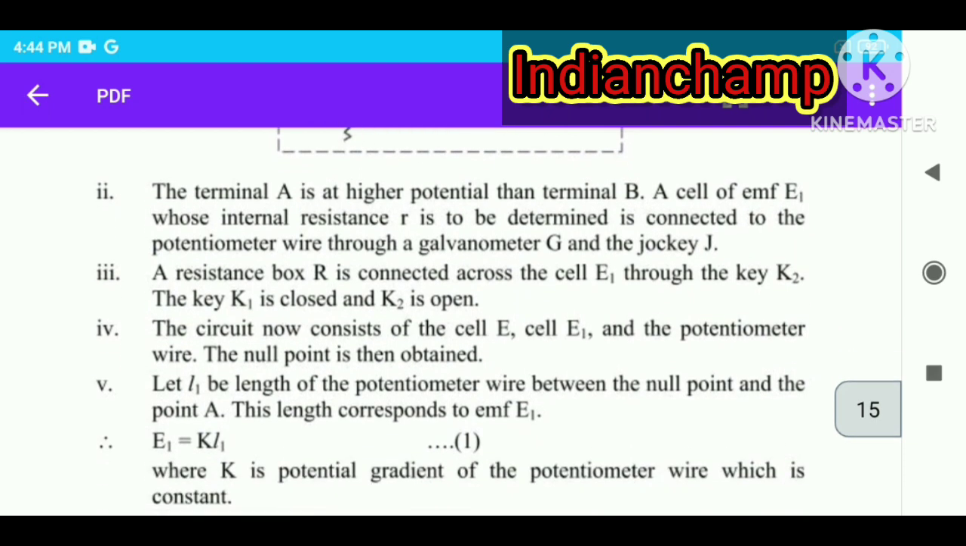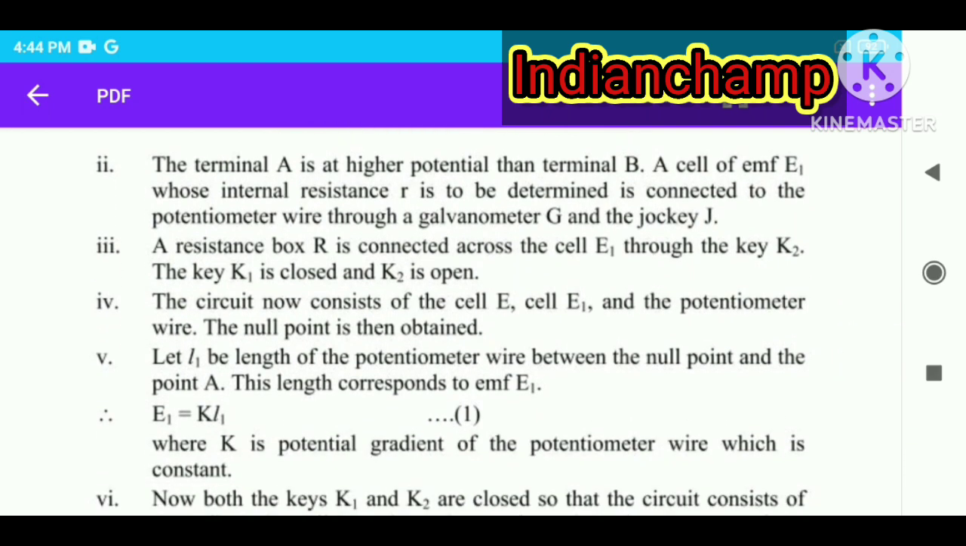Second, the terminal A is at a higher potential than terminal B. A cell of EMF E1 whose internal resistance r is to be determined is connected to the potentiometer wire through a galvanometer G and the jockey J. Third, a resistance box R is connected across the cell E1 through the key K2. The key K1 is closed and K2 is open.